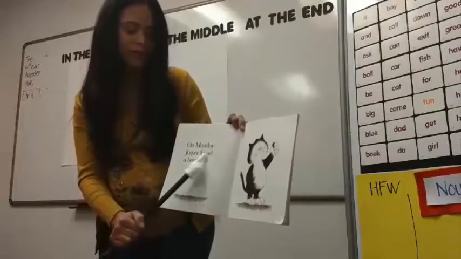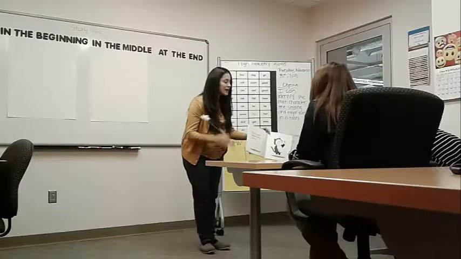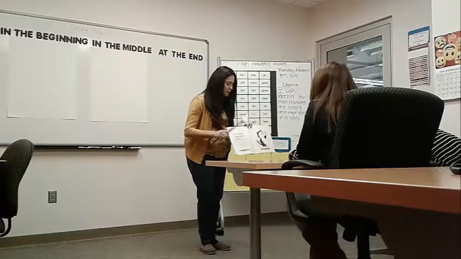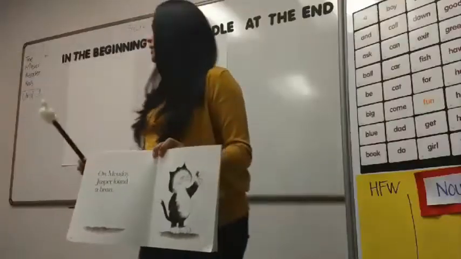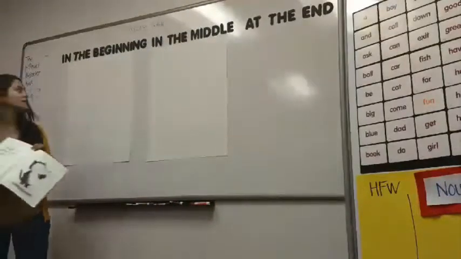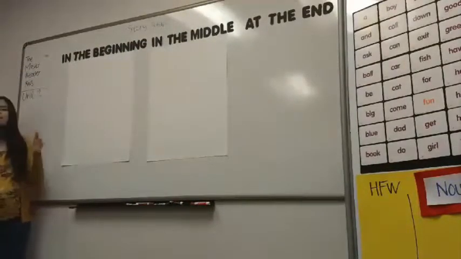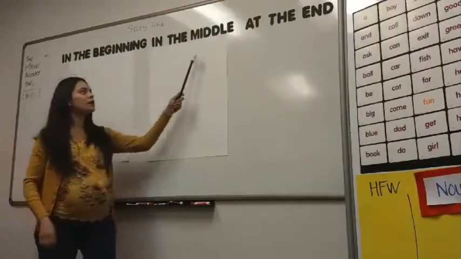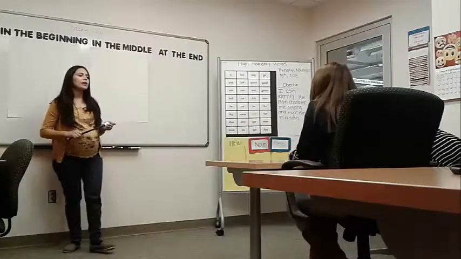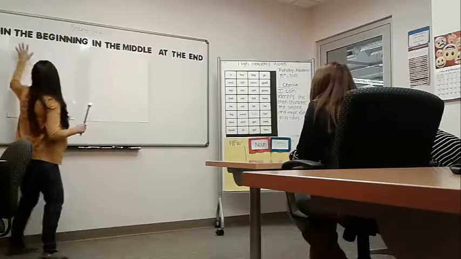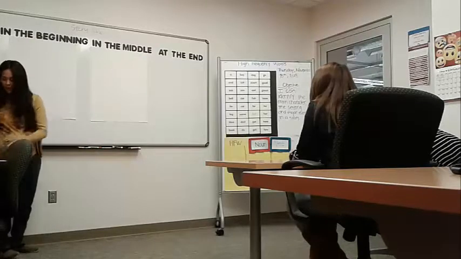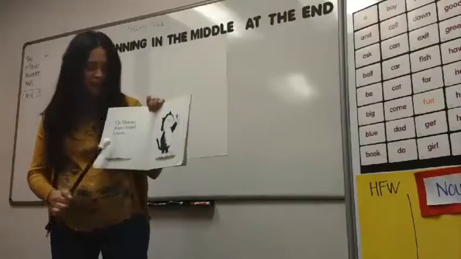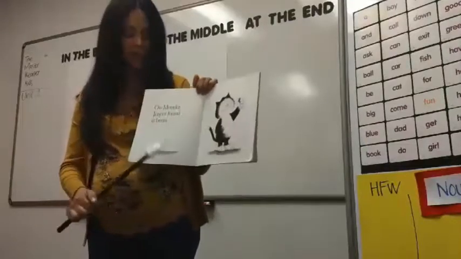Jasper found a bean. We are going to identify each word of this sentence in the first part of the story. It's important to know, students, that a story is divided in three parts: the beginning, the middle part, and the end. Today, we are going to be focused only on the beginning of our story, that is this part. On Monday, Jasper found a bean.